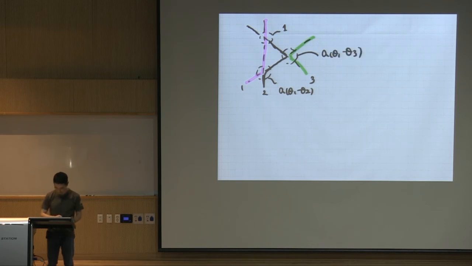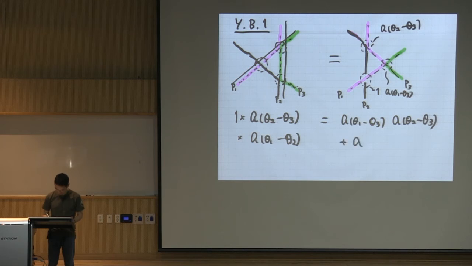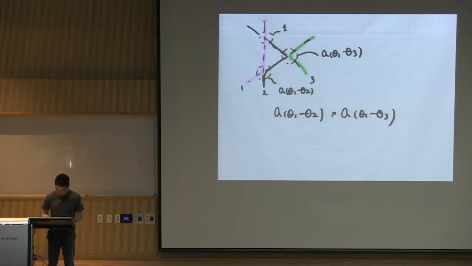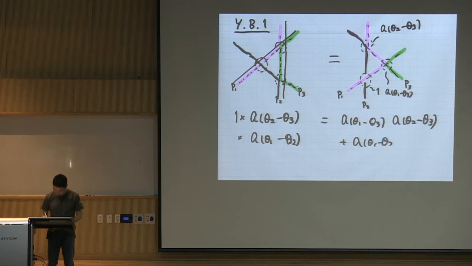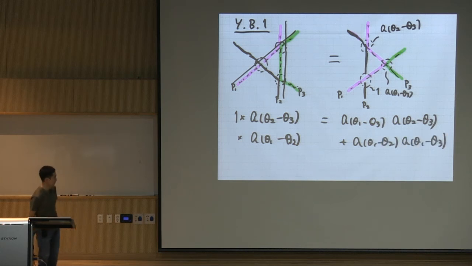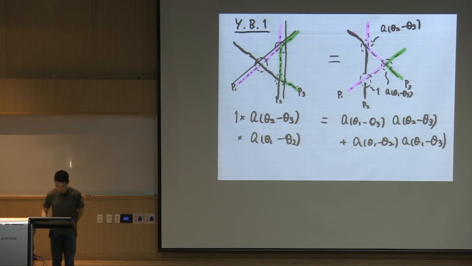Let's add that. This means that I have this factor. Sorry, I forgot to add A of theta 1 minus theta 2 and A of theta 1 minus theta 3. So this is the functional equation that you need to solve. It's actually easy to solve. You can easily show that this is equal to this equation.